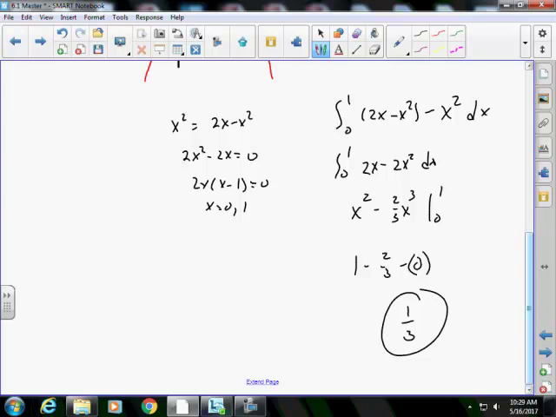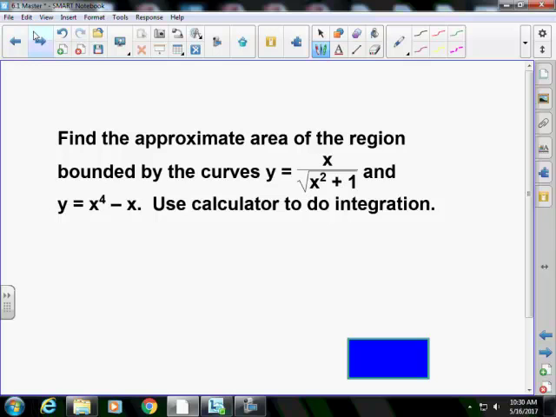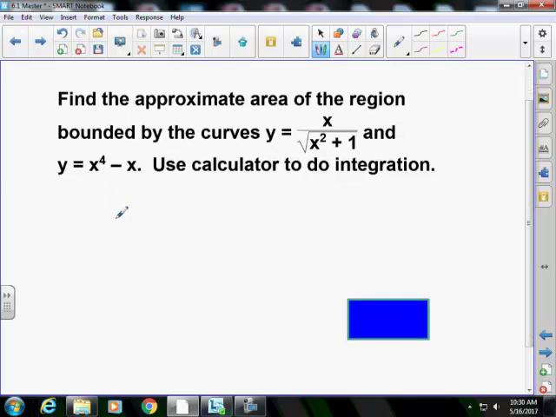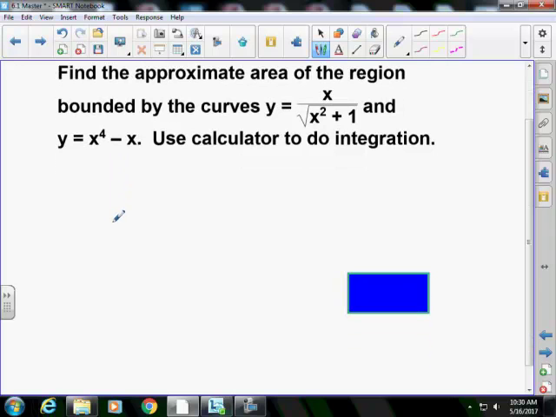Again, that's how we're going to find the area between the two curves. So now let's look at the next one. Find the approximate area of the region bounded by the curves y equals x over the square root of x squared plus 1 and y equals x to the fourth minus x. Use a calculator to do the integration. So this is a problem where I need my calculator.